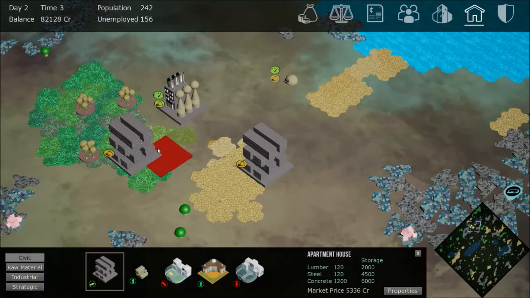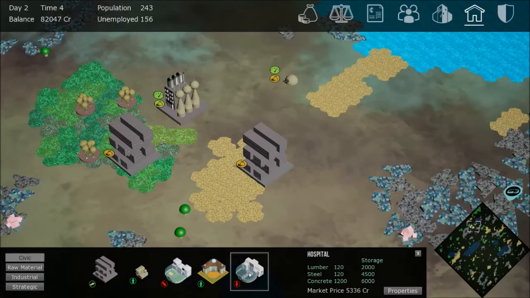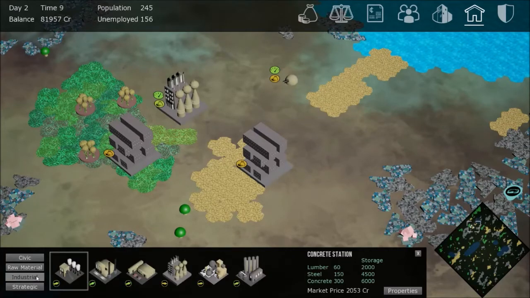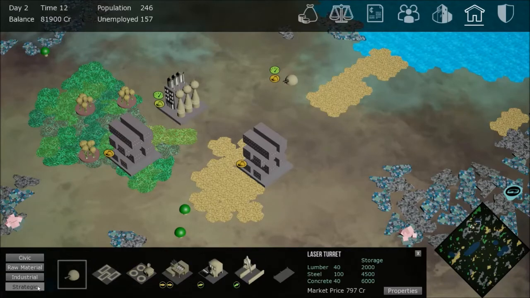The civic buildings are residences, schools, and hospitals. Raw material buildings can be only built on areas where the raw material is found. It is very important to find and occupy the areas which contain the scarce natural resources. The industrial buildings produce industrial products from the raw materials and the strategic buildings are military bases and factories used to production of units.